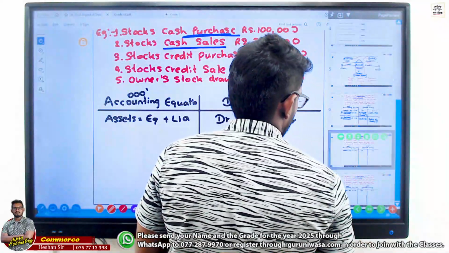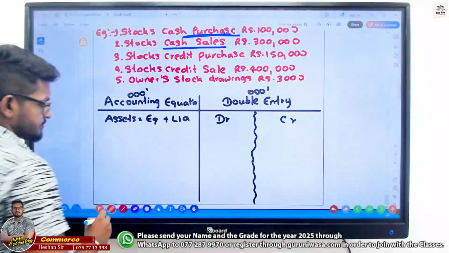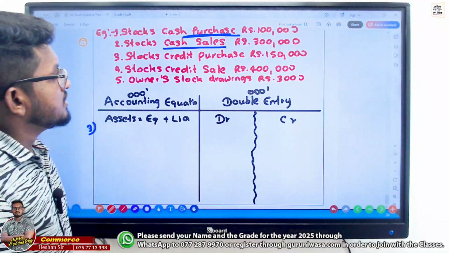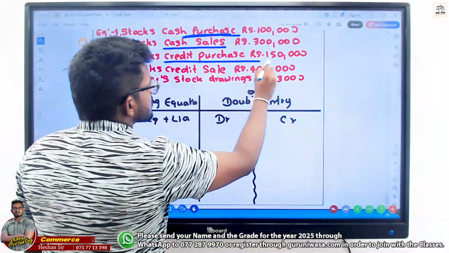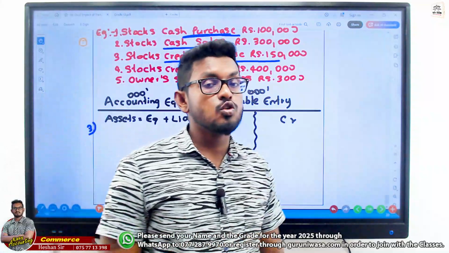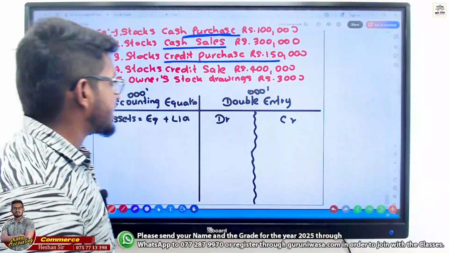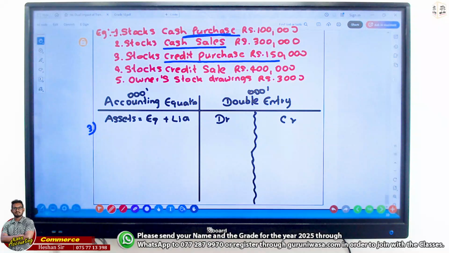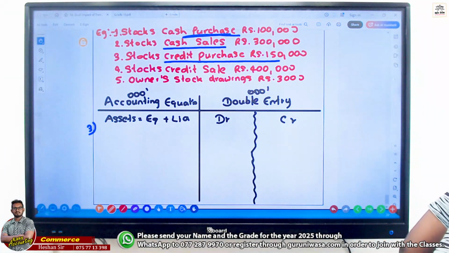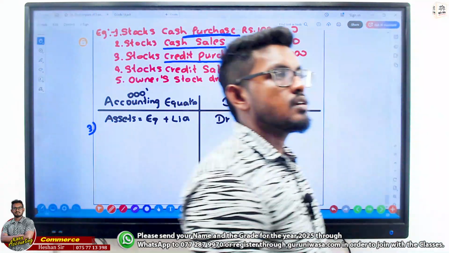Right. Number 3. Now help me. Credit purchase of stocks. How much? 150. Now accounting equation, hope you can remember. Tell me. When we credit purchase of goods, can you tell me what will happen in here? Yes? Anyone? Hello? Can you hear me? Are you there, guys? Hope you can hear them.